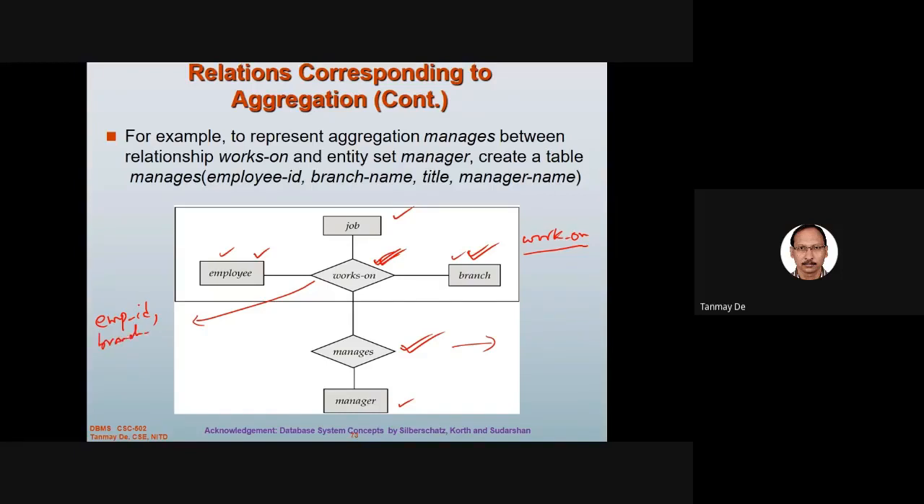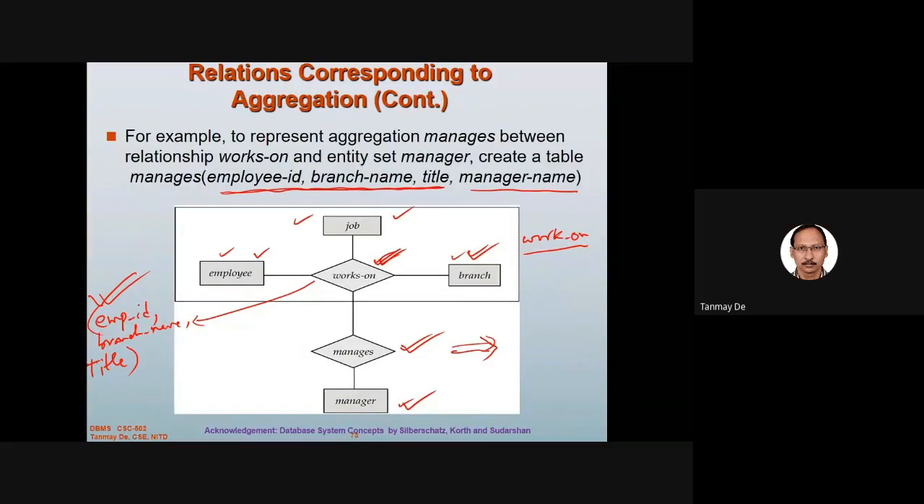Branch name, and in case of job, the job title. Okay, these three are the primary key of the work on. So when we convert this one into a table, that consists of the primary key of the work on relationship, that is this one, as well as the primary key of the manager. What is this? Manager name. So these three are the primary key. These three are the primary key of the work on relationship.